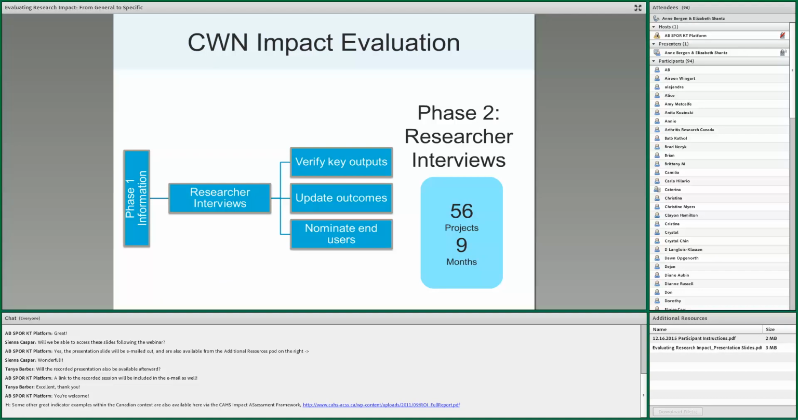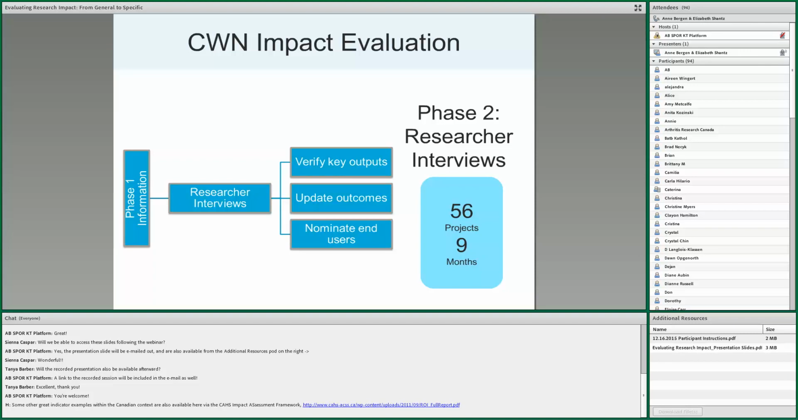Using the results that we had gotten during phase 1, our document analysis, we developed lists of the outputs and outcomes that we knew about for each project. And what we did was we arranged interviews with each researcher in order to verify and update the project outputs, because as I mentioned, we knew that there were outputs that had happened after the project had completed that we weren't aware of. And we also asked about outcomes. So what outcomes were the researchers aware of? And we asked them to suggest end users or partners they had worked with who had realized these outcomes, who we could speak with to learn more about each outcome.